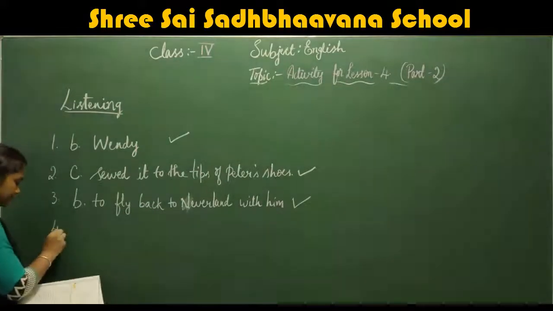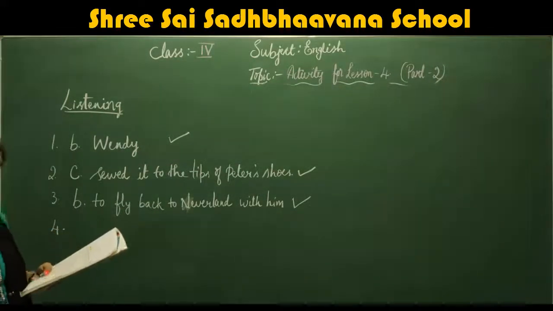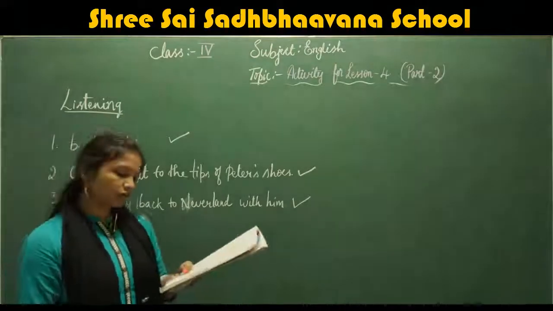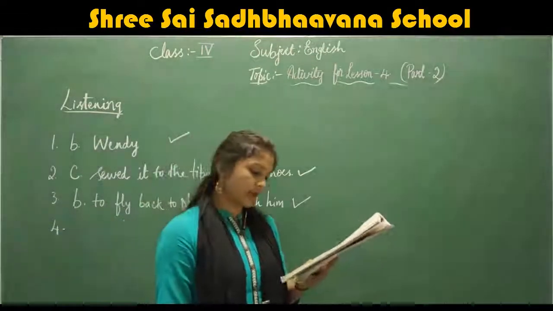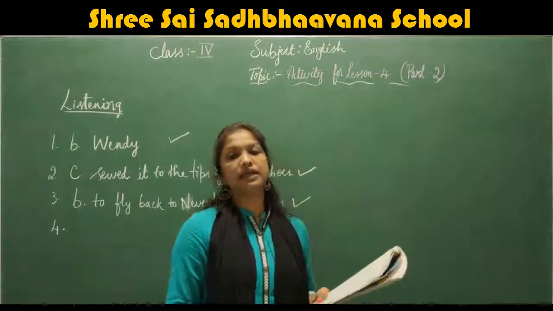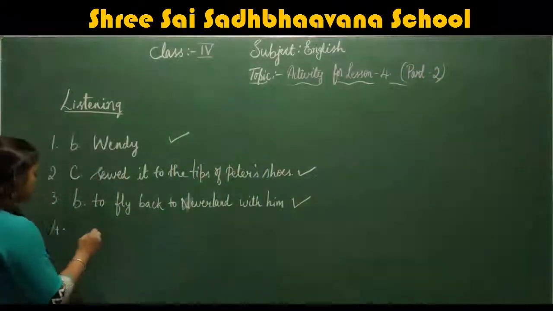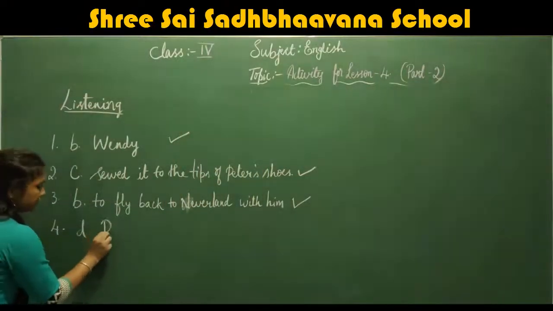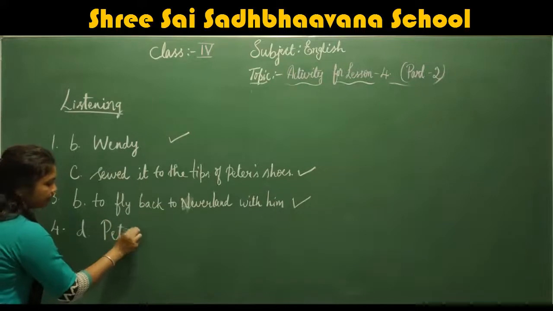The fourth one. Who taught Wendy to fly? Is it Tinker, Michael, John or Peter? It is Peter. Fourth is D option, Peter.